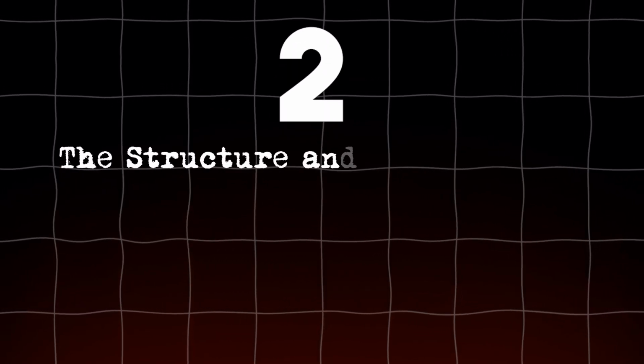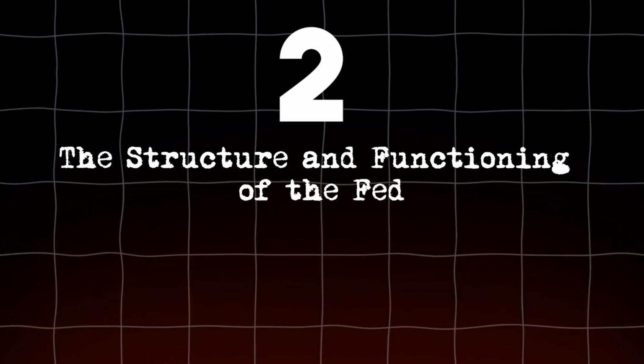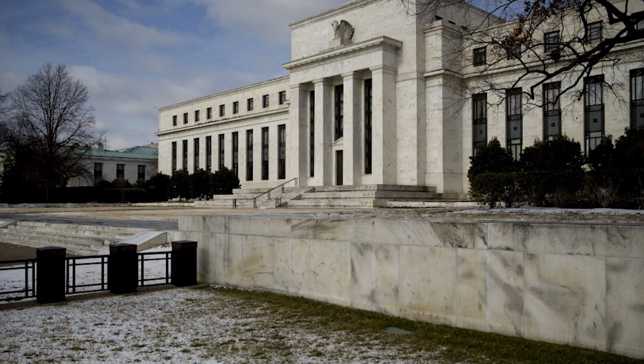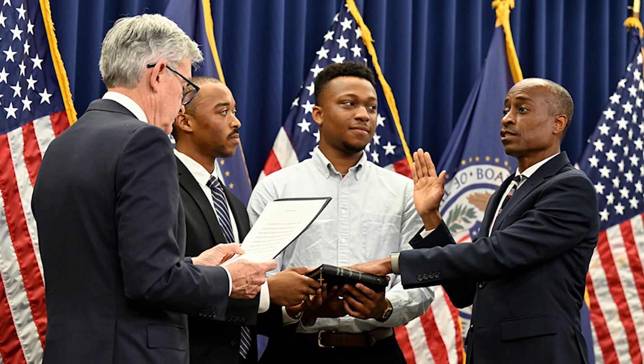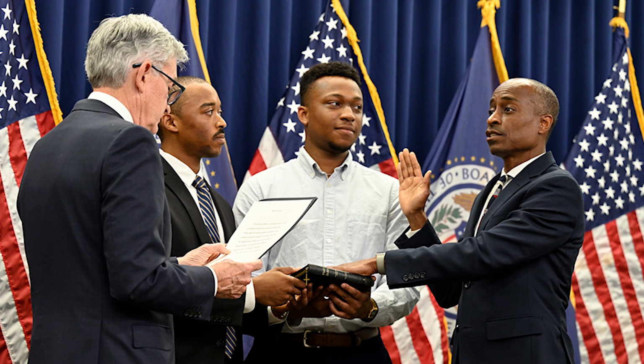2. The structure and functioning of the Fed. To understand how the Fed operates and why its decisions are so important, let's take a look at its structure. The Federal Reserve consists of several key components. At the center is the Board of Governors, made up of 7 members appointed by the President of the United States and confirmed by the Senate.